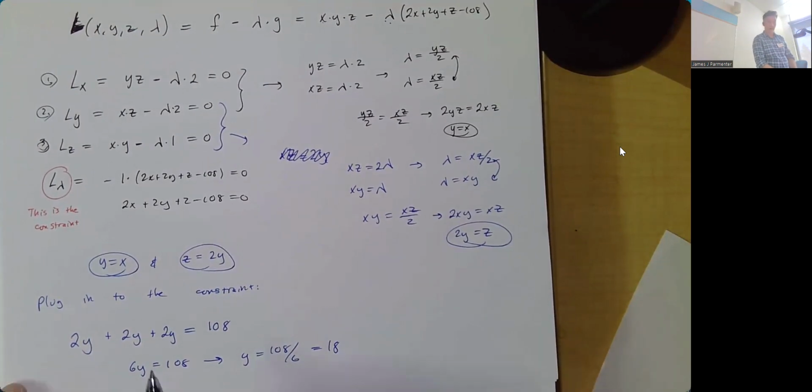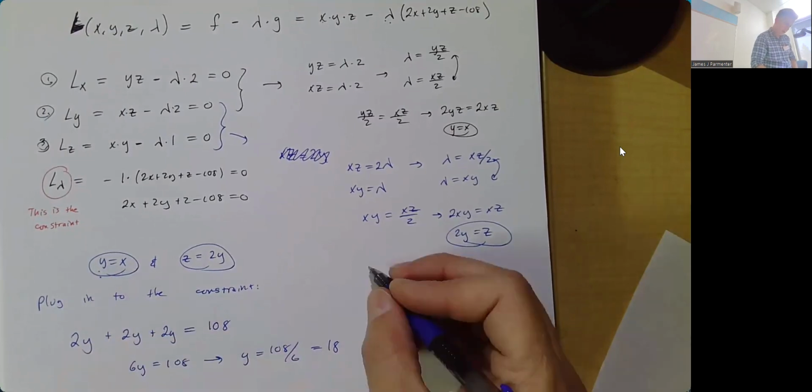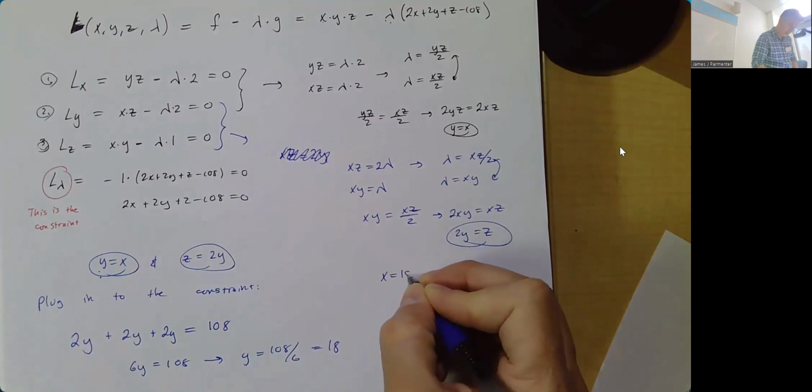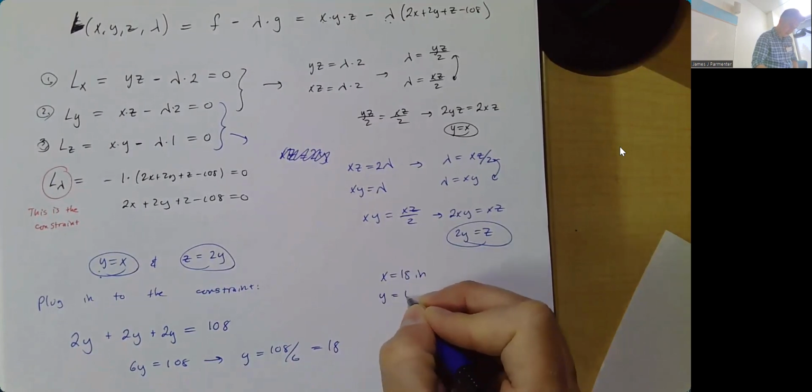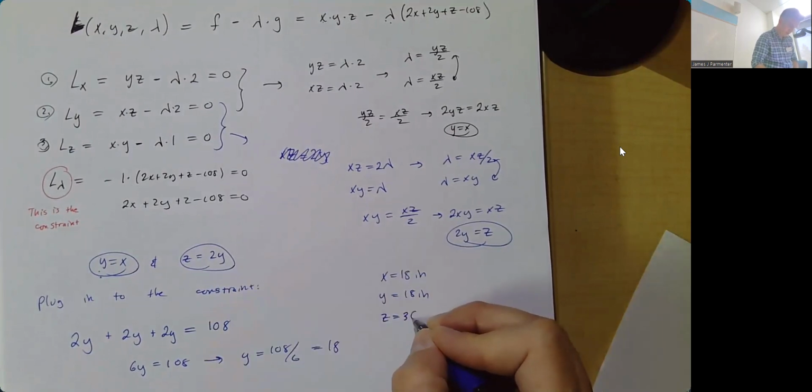And then going back here, if y is 18, that means x equals 18. So x is going to be 18 inches. Y is going to be 18 inches. And z is going to be 2 times y, which is going to be 36 inches.